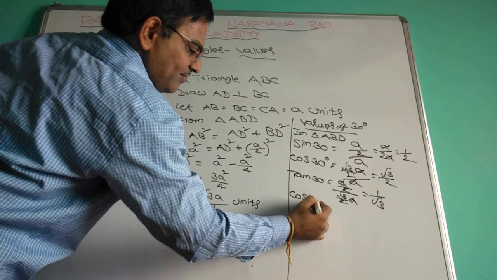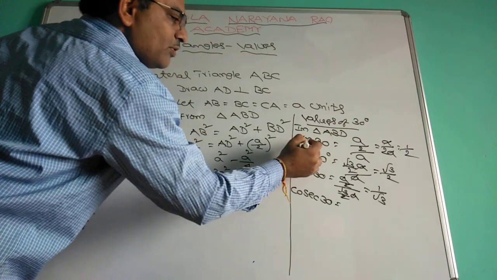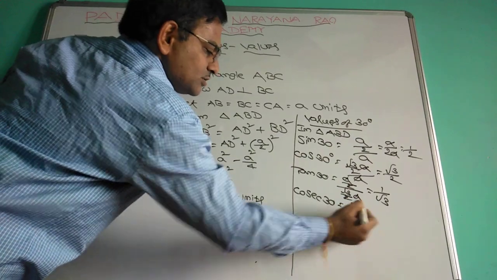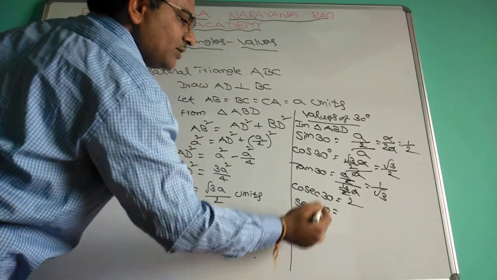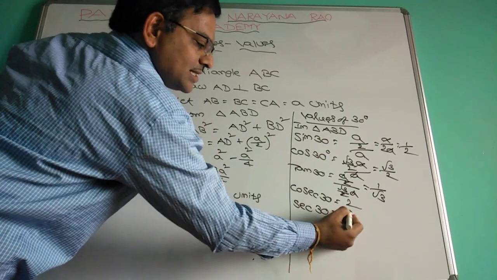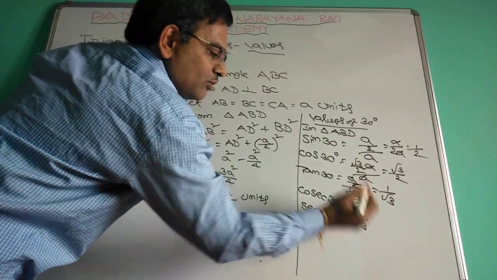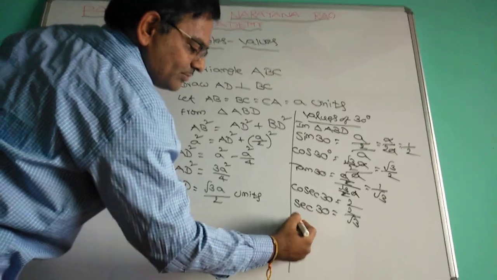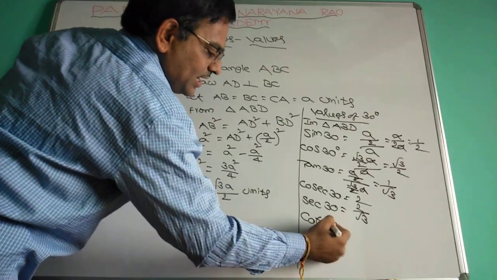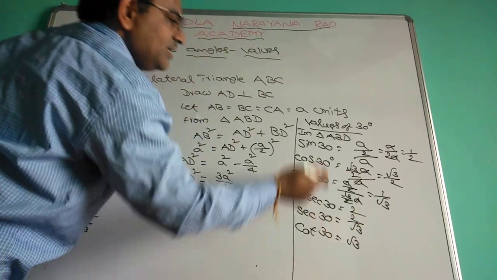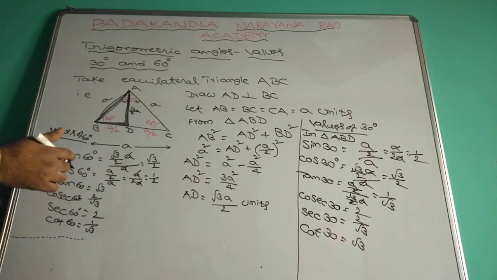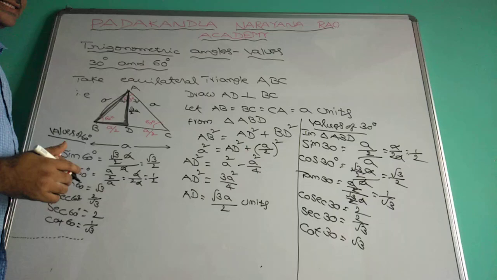Cosecant 30, reciprocal of sin 30, that means 2. Secant 30 equals reciprocal of cos 30, 2 by root 3. Cot 30 equals reciprocal of tan 30, that equals root 3. These are the values of 30 degrees and 60 degrees.